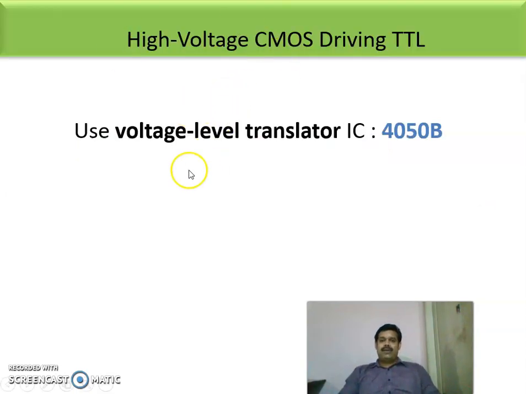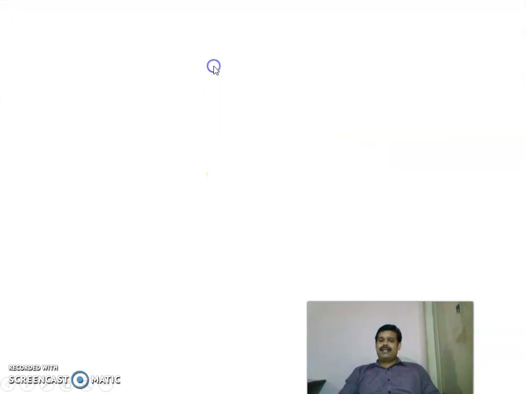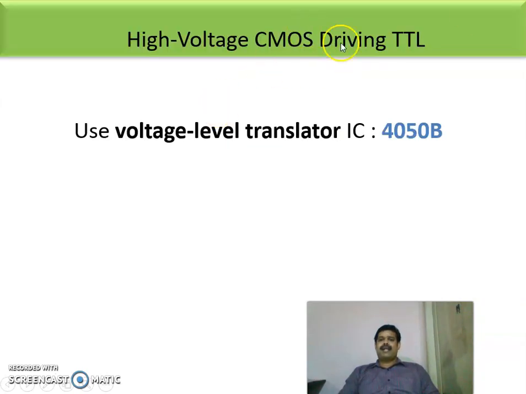Now, high voltage CMOS driving TTL. I have already told you what is meant by high voltage CMOS. High voltage CMOS is nothing but the CMOS which uses a VDD voltage of 15 volts. In such cases we have to go for voltage level translators.